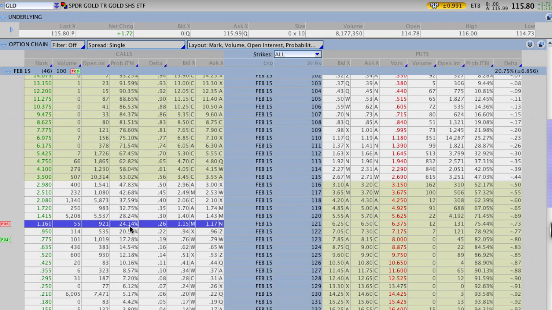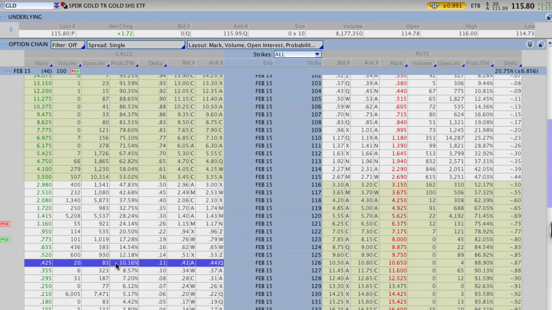Now, if you wanted to be a little bit more conservative, and let's say you wanted to have a probability of success around 90%, then you would actually go further out of the money and sell options, say, up at the 126 strike. So by selling options up at the 126 strike, you're then able to have a probability of that strike being ITM, or in the money, of 10%, meaning you've got about a 90% chance that GLD never closes and trades above 126.